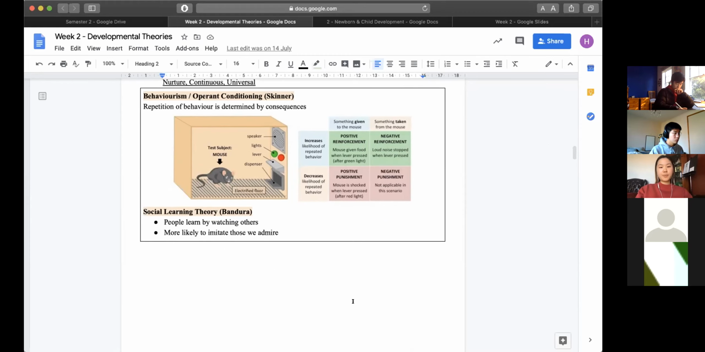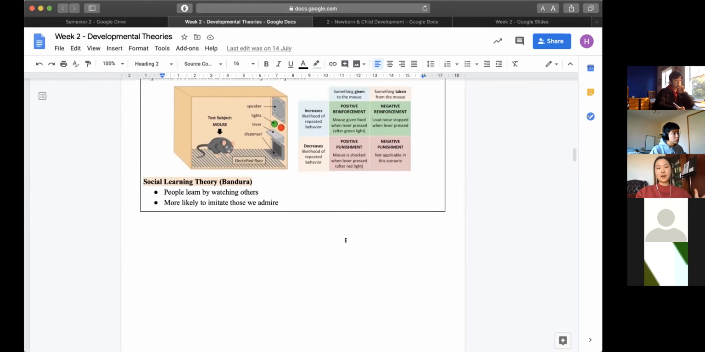And then you've got Bandura's social learning theory. All that means is that we learn by watching other people, and we are more likely to imitate the people that we admire. Usually they use parents as an example, or grandparents, or a neighbor who you've grown up with since you were very young, and it's someone you admire. Basically, we learn by watching other people.